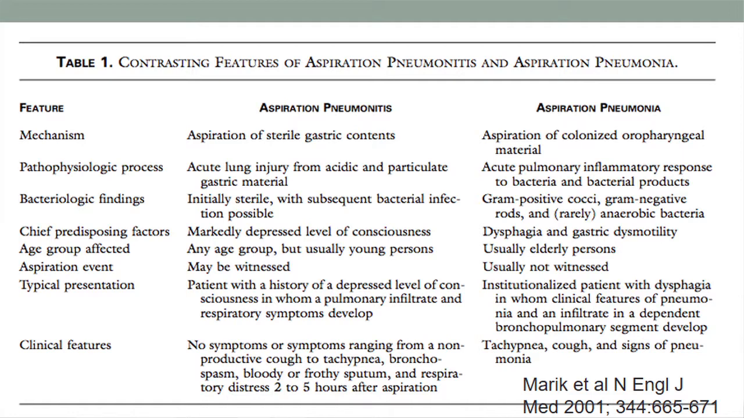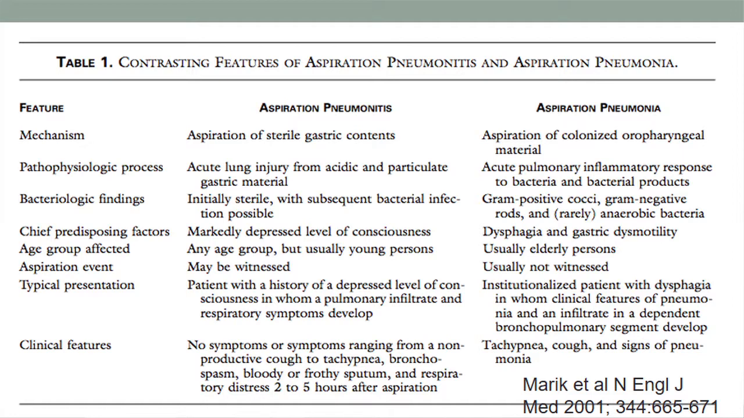One of the main predisposing factors for patients with aspiration pneumonitis is having a markedly decreased level of consciousness, versus in patients with pneumonia, dysphagia and gastric dysmotility. And pneumonitis can really affect any age group, but usually we see it in young patients, versus in aspiration pneumonia, usually we see it in elderly patients. And the aspiration event in pneumonitis may be witnessed, but in aspiration pneumonia, usually not witnessed.